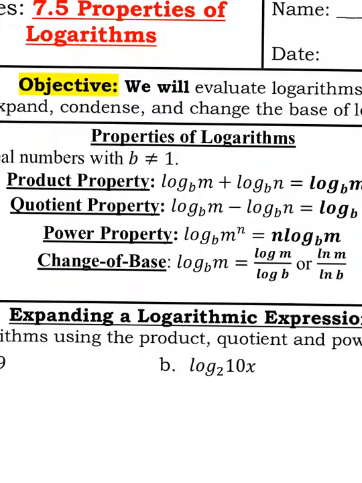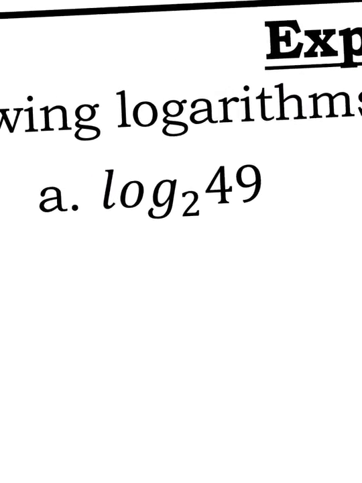Now, with 49, you could say, hey, 49 is 7 times 7. So you could do log base 2 of 7 plus log base 2 of 7. But since it's the same number, you should use that power property. If it's a different number, then we would be using the product property. But I'm going to use the power property, and the first thing I'm going to do is write log base 2 of 7 squared.